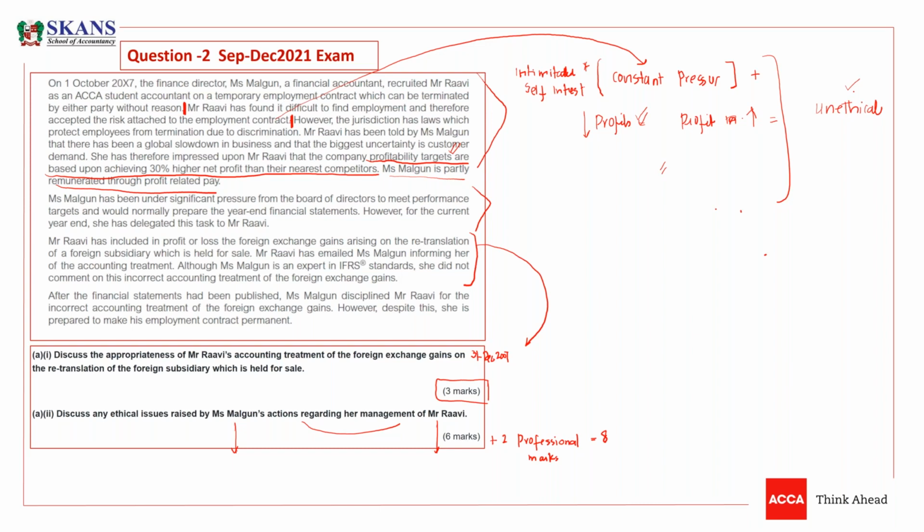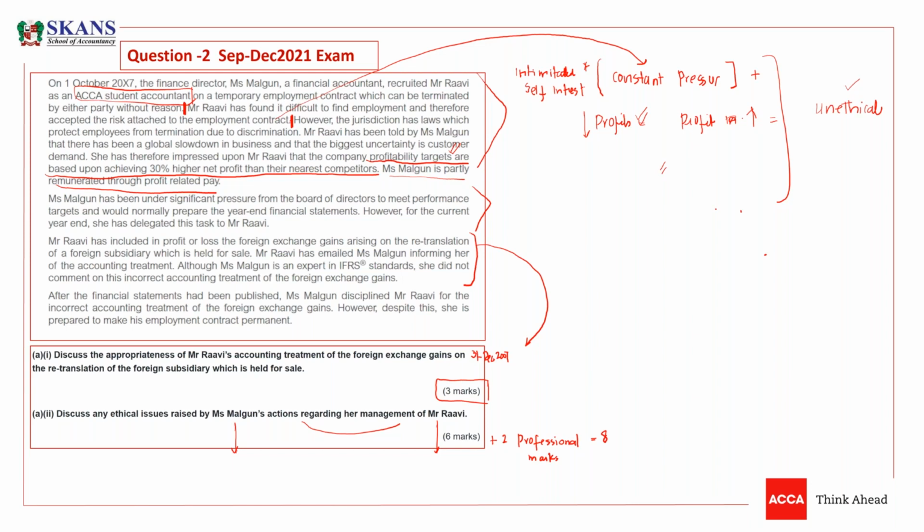On the other hand, he's an ACCA student. So it means there would be a problem of knowledge as well. So he's new to the company. He is in a constant pressure due to the nature of a contract. Ms. Malgan is motivated to get the bonus and to meet the targets.